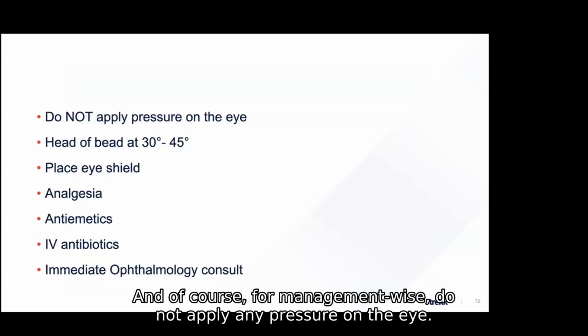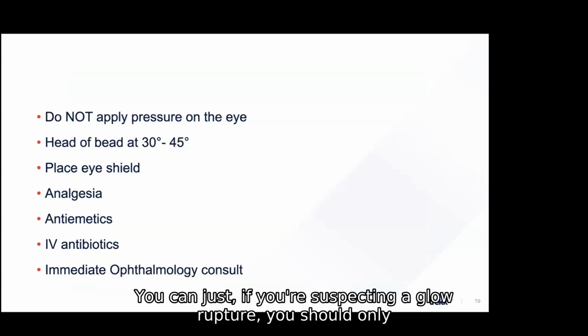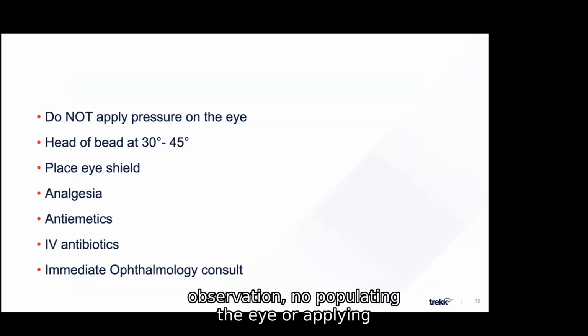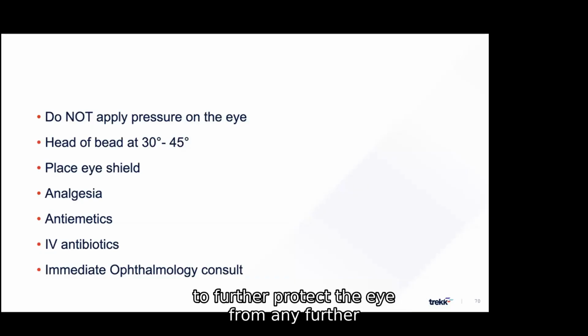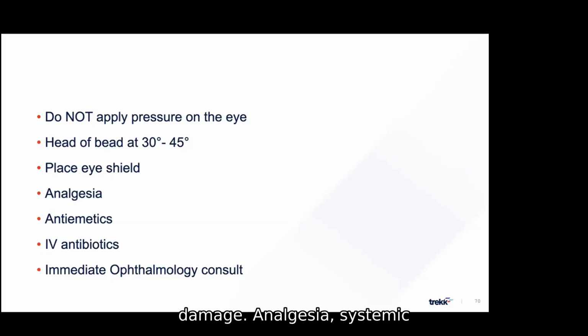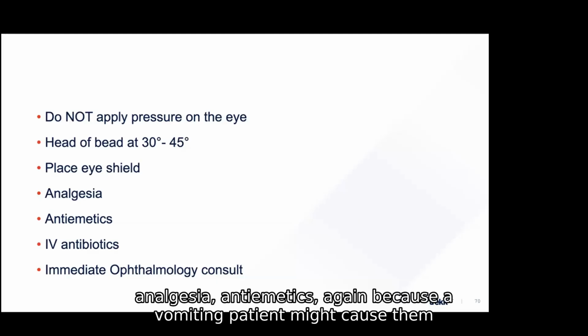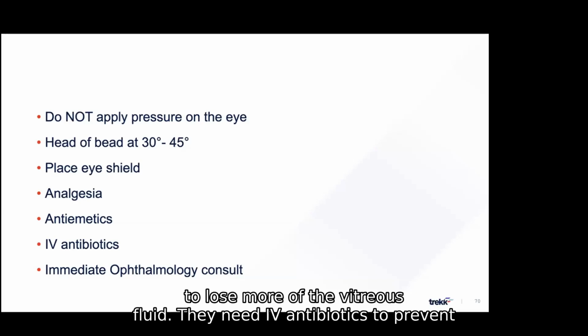For management, do not apply any pressure on the eye. If you're suspecting a globe rupture, you should only examine the eye with observation, no palpating the eye or applying any pressure at all. You'd want to elevate the head of the bed to 30 or 45 degrees. Place an eye shield to protect the eye from any further damage. Give systemic analgesia and antiemetics, because a vomiting patient might lose more of the vitreous fluid.